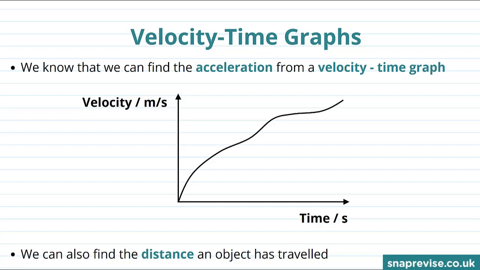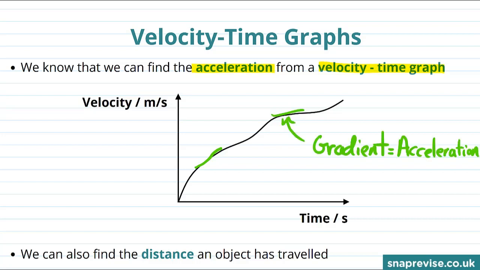In particular, we learnt that we could find the acceleration from a velocity time graph. And the way we were able to do that was the following. At each point, we find the gradient of the graph. And at each point, this gradient is the same as the acceleration.